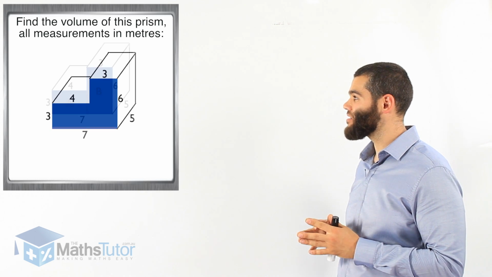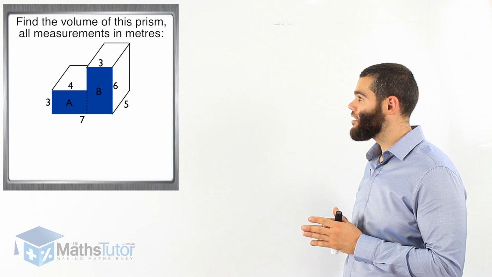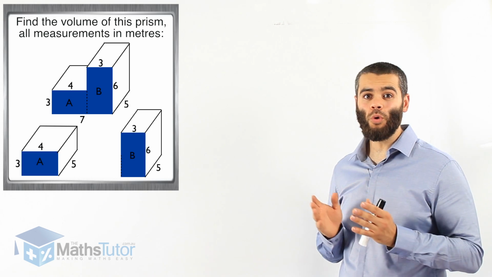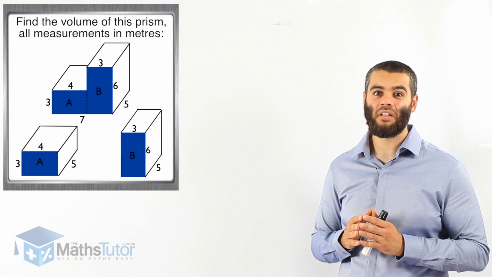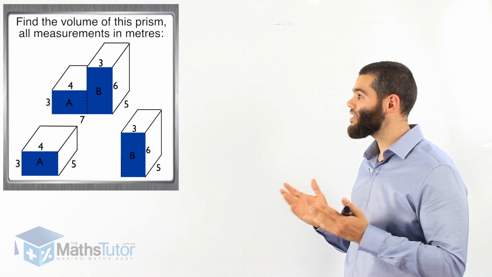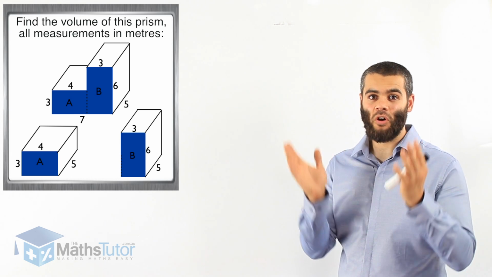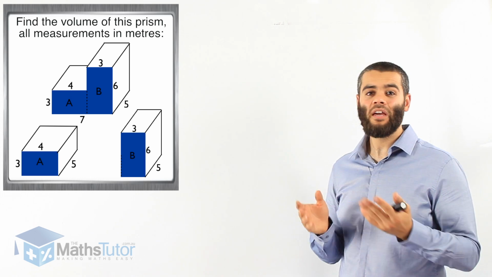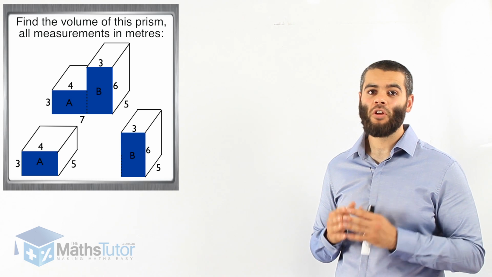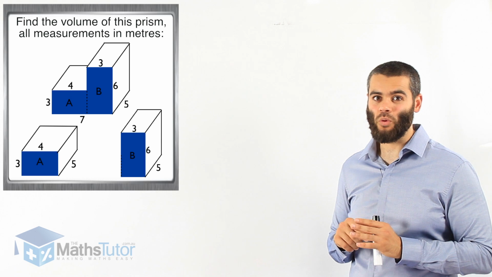How am I going to break this up? I'm going to break this solid up into A and B. That dotted line breaks up this solid into two rectangular prisms. Now we can just work out the area of each rectangle, add them up. Now we have the area of the cross section A and B, then multiply by the height of this prism to work out the total volume. That's the theory. Let's now do it.